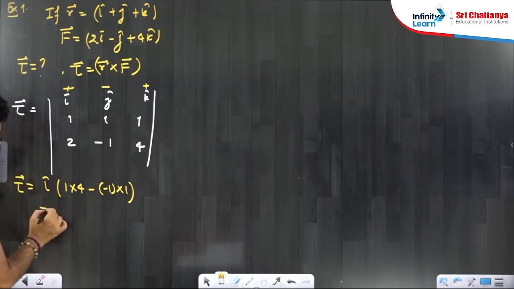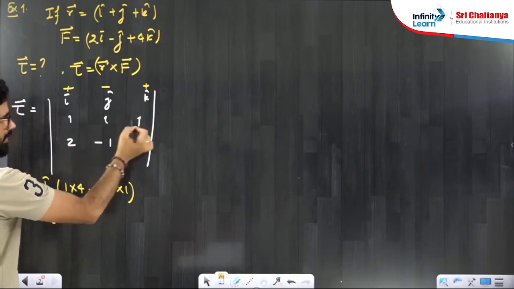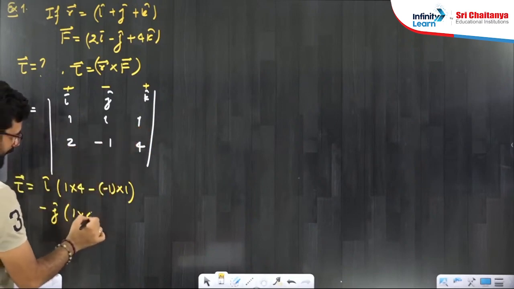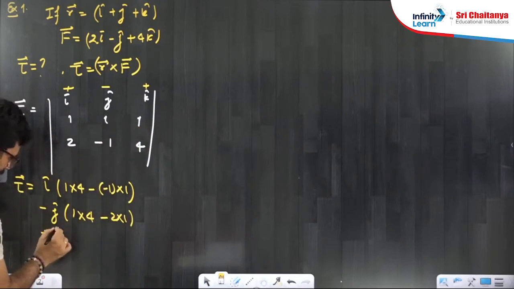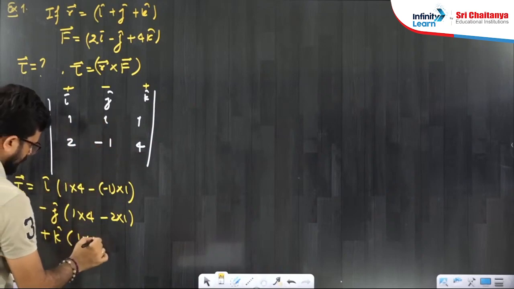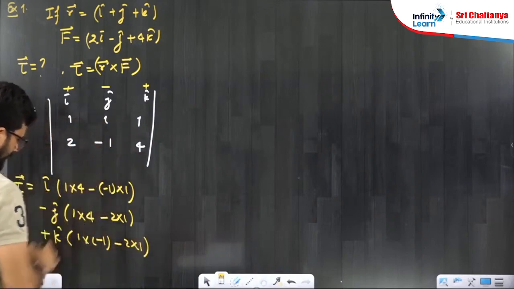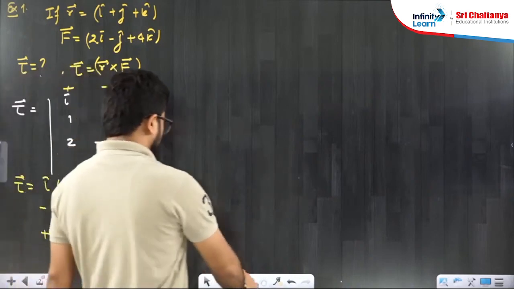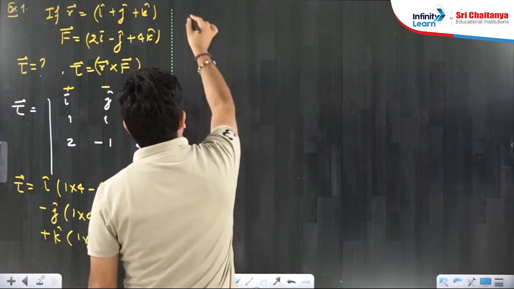Similarly you will say for j, but this is minus. Now you will do j: 1 into 4 minus 2 into 1. This is the k, plus k. K would be 1 into minus 1 minus 2 into 1.